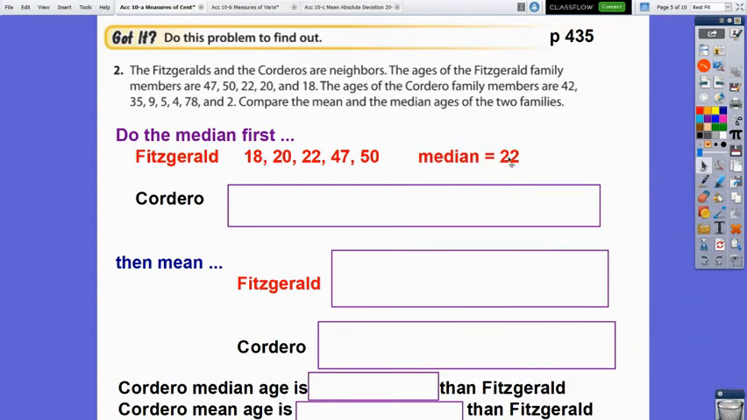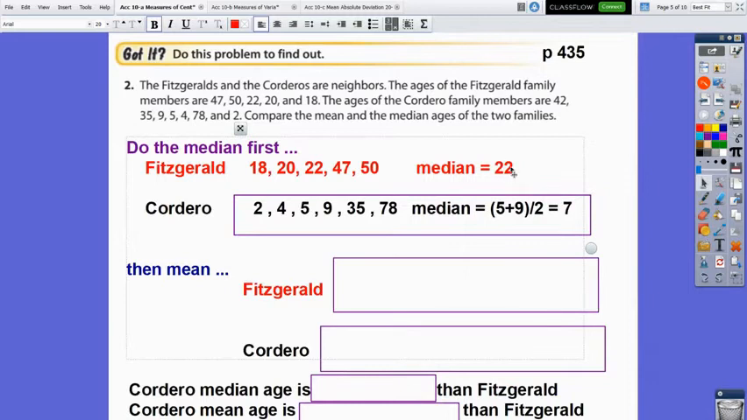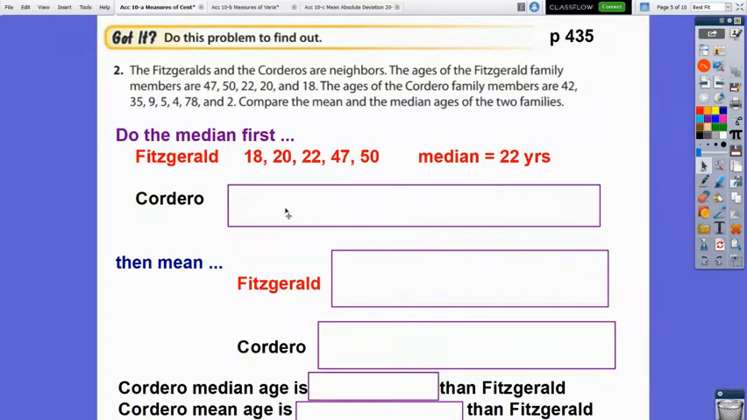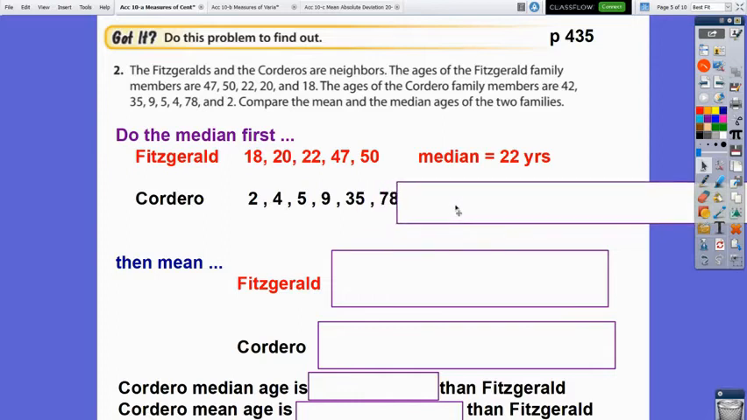I should put units on all these. 22 years old. Okay, and then, oops, you can see the answer to the next one. The Cordero family, you put them in order from least to greatest. They got a bunch of kids there in the Cordero family, plus grandpa or something.